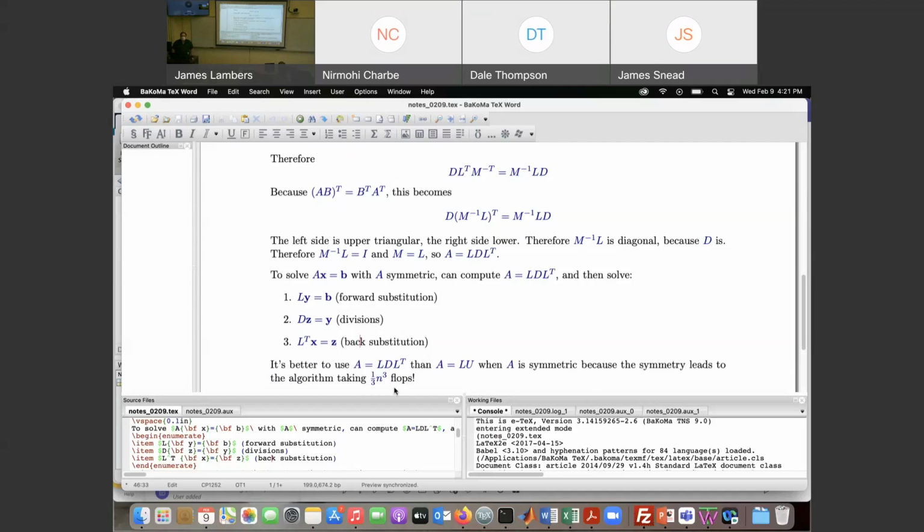If you have a symmetric matrix, you can always do LU on it, but you're not taking advantage of the symmetry at all. Therefore, you're incurring the full expense. But here you can save by doing it this way.